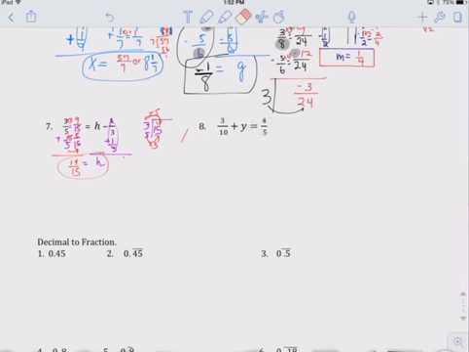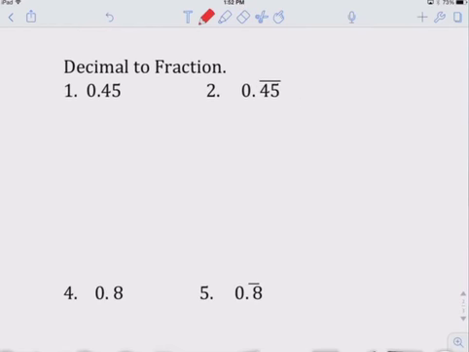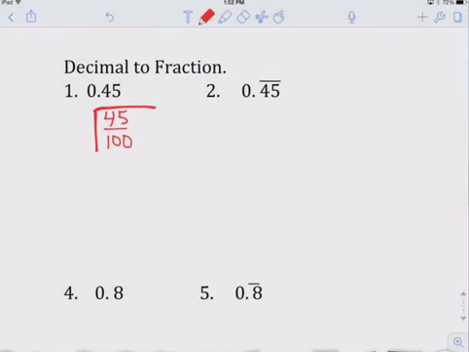All right? Here, decimals to fractions. Turn the decimal into a fraction. This is not repeating, so it's easy. It's just 45 over 100. And reduce it. That means you divide by 5, 9 over 20.